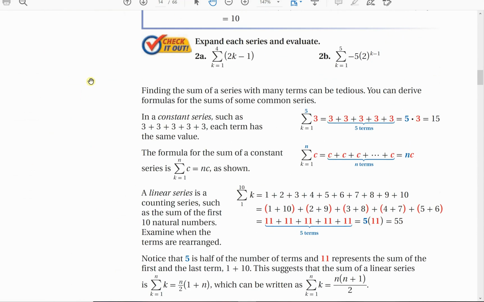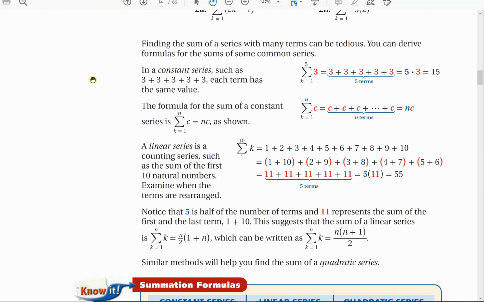So now there's a couple different types of series that have special formulas. First is what we call a constant series. In a constant series, you're just taking the same number and you're adding it over and over and over again. It's almost like the equivalent of a square, but we're adding instead of multiplying. So we get k from 1 to 5 of 3. That's just going to be 3 plus 3 plus 3 plus 3 plus 3, or 5 times 3, 15. So the formula is just going to be n times c, where c is your constant.